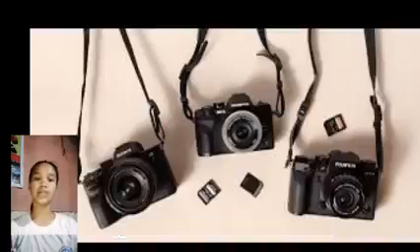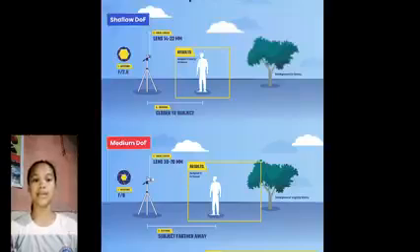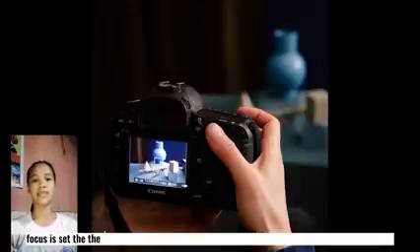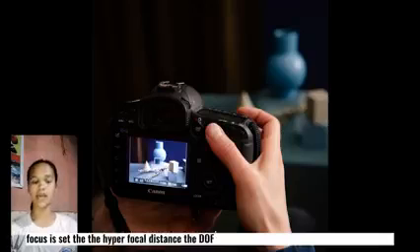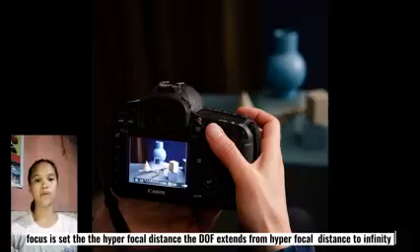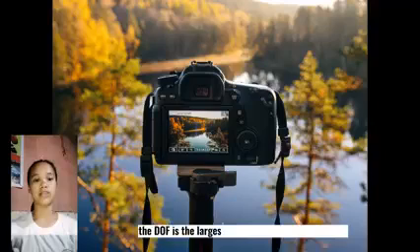So if the original image is enlarged to make the final image, the circle of confusion in the original image must be smaller than that in the final image by the ratio of enlargement. So when focus is set to the hyperfocal distance, the depth of field extends from half the hyperfocal distance to infinity. So the depth of field is the largest possible for a given f-number.